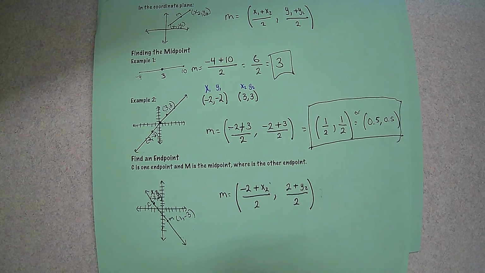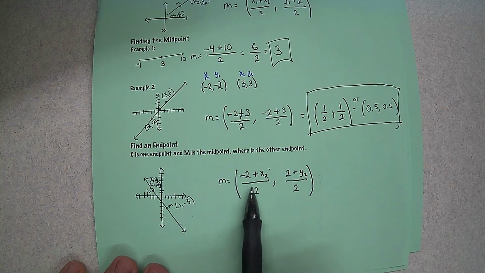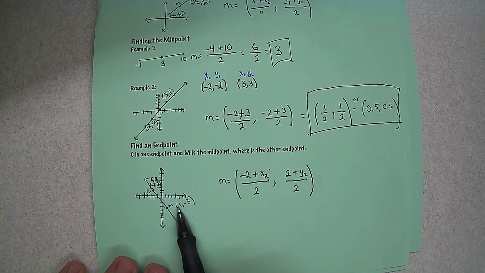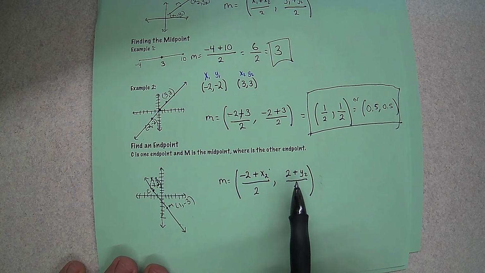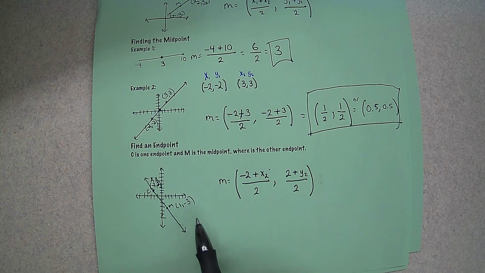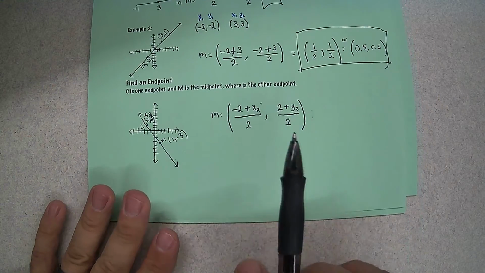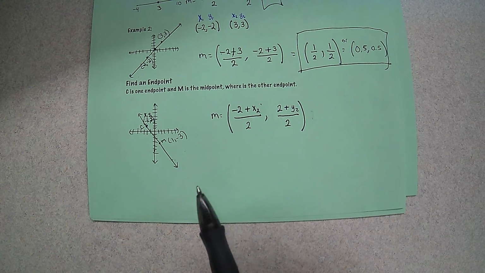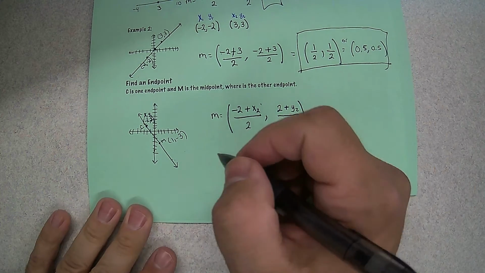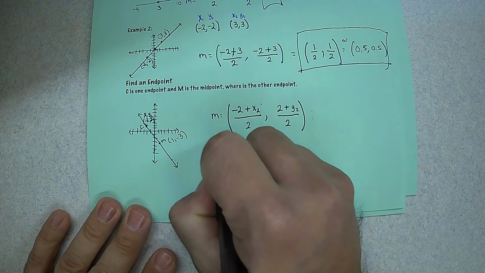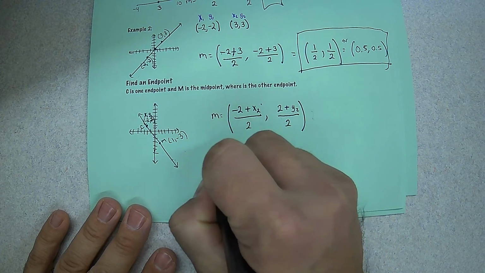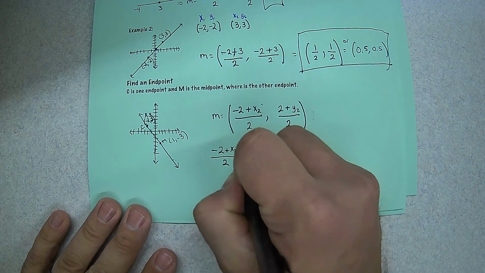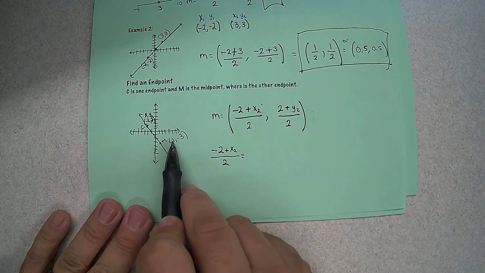All over 2. So once we have this set up, now we know that the x-coordinate for our midpoint is 1. And we know that our y-coordinate for the midpoint is negative 3. So we're going to set up 2 equations to figure out what the x2 value is, and what the y2 value is. So as we said, we know negative 2 plus x2 all over 2, that's going to equal the x value right here, which we said is 1.